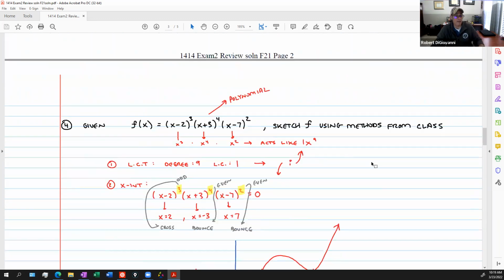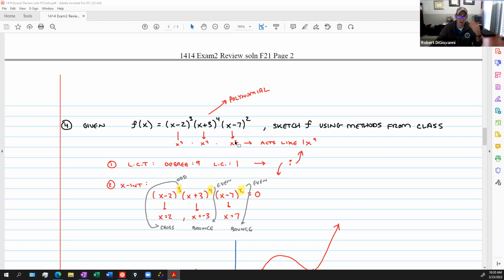Okay, so the way that I would do this, the leading coefficient test is the first step to sketch a polynomial function. So I would look at the first factor, x minus 2. I would see that it's cubed, which means that if I were to multiply all that out, the biggest power of x I would get would be an x cubed. And then here, because it's to the 4th, I would get an x to the 4th as the biggest power of x. And if I multiply this out, I would get an x squared. Now, I'm not actually going to multiply those out.